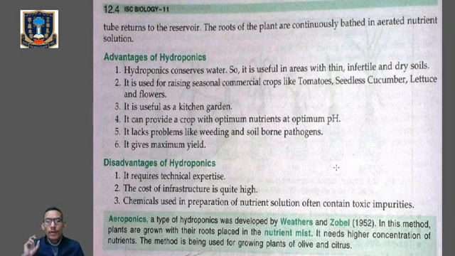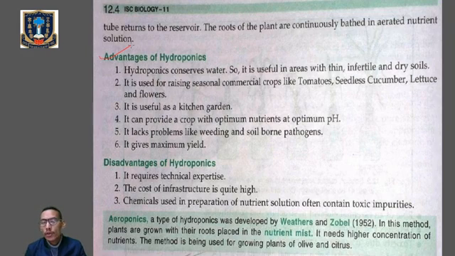The advantage of hydroponics is that it conserves water, because here we are using the nutrient solution, and that solution is coming back to the reservoir from where it is being circulated again. Okay, so it is useful in those areas with thin, infertile and dry soils. Number two, it is used for raising seasonal commercial crops. It is useful for kitchen garden purposes also.